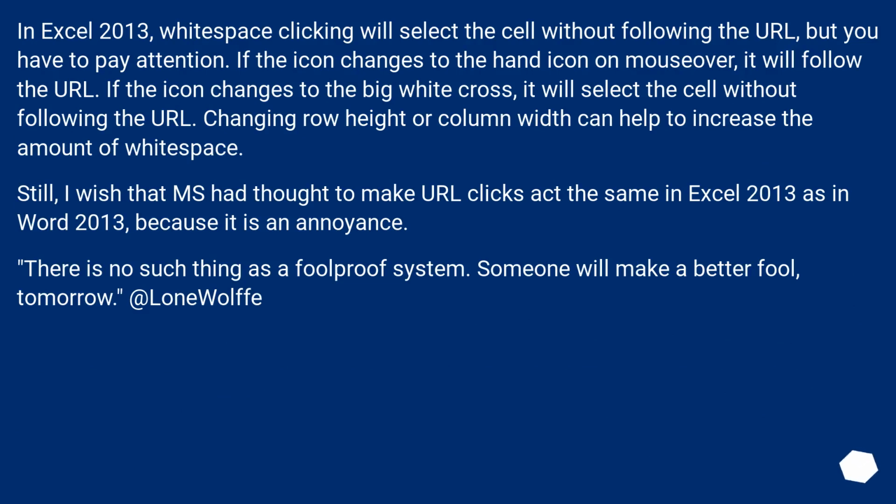In Excel 2013, whitespace clicking will select the cell without following the URL, but you have to pay attention. If the icon changes to the hand icon on mouseover, it will follow the URL. If the icon changes to the big white cross, it will select the cell without following the URL. Changing row height or column width can help to increase the amount of white space. Still, I wish that MS had thought to make URL clicks act the same in Excel 2013 as in Word 2013, because it is an annoyance.